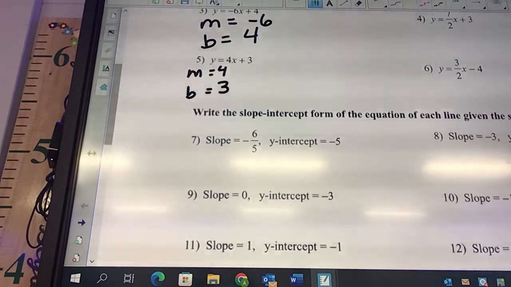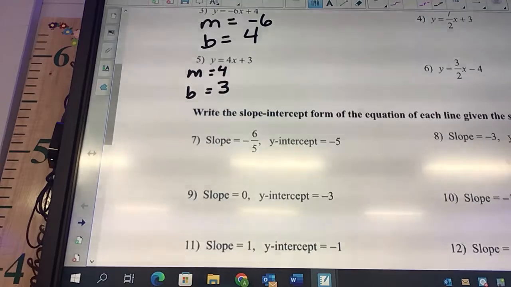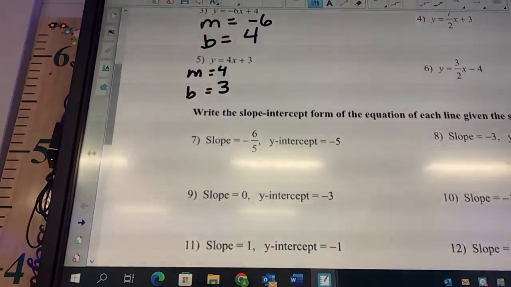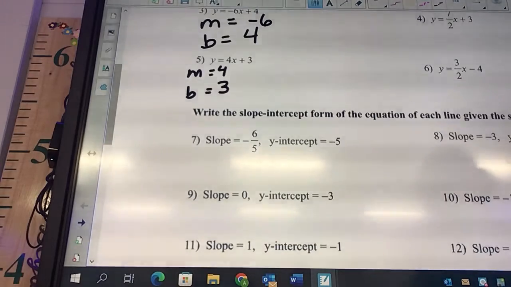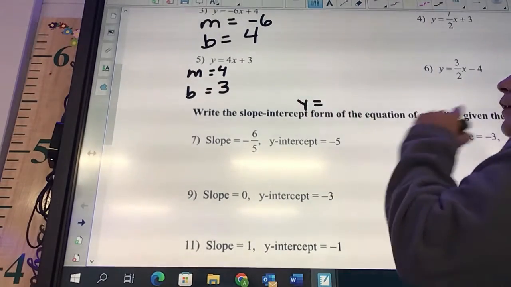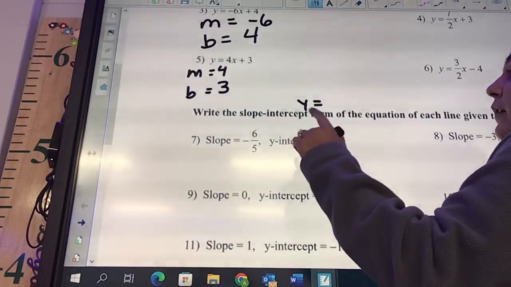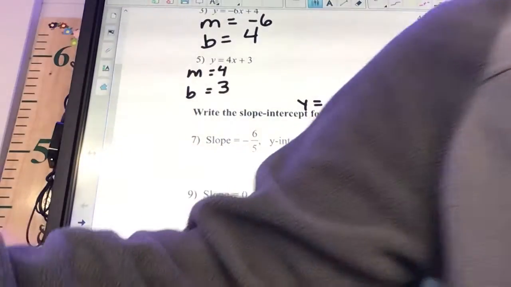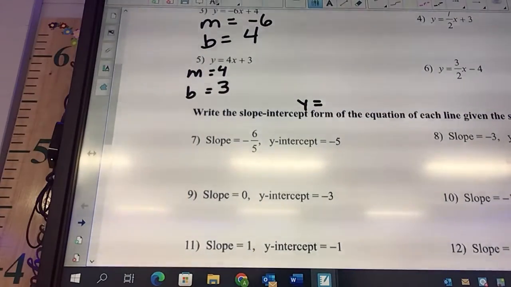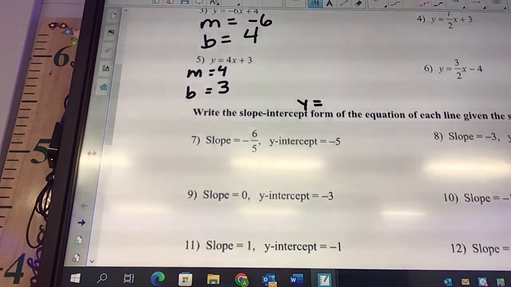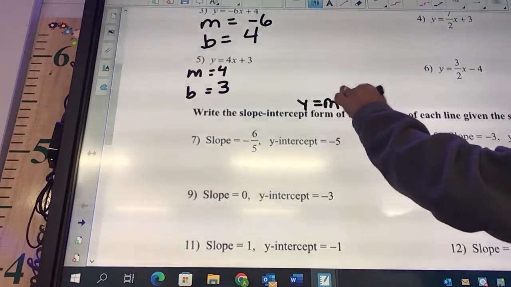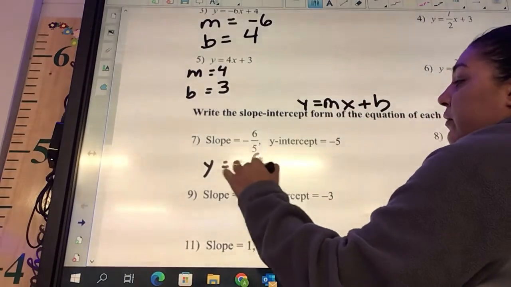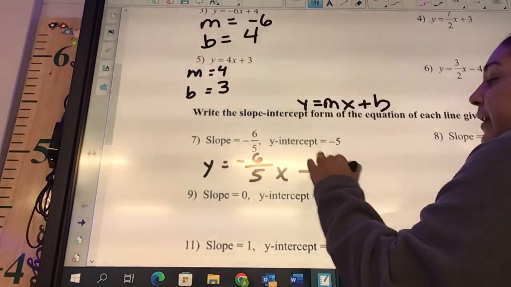Okay, the next section says write the slope-intercept form. What is slope-intercept form? What's the formula? Yes, but what is the formula? Mx plus b. Okay, and so Jacayla, yes, you were right. Y equals -6/5x minus 5.